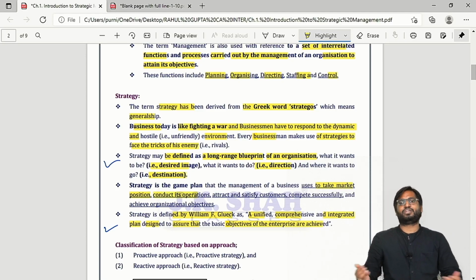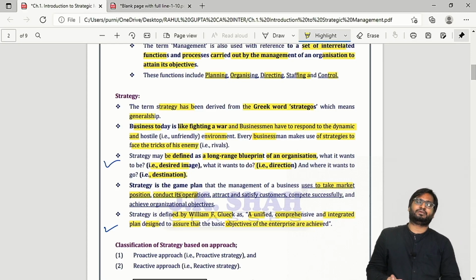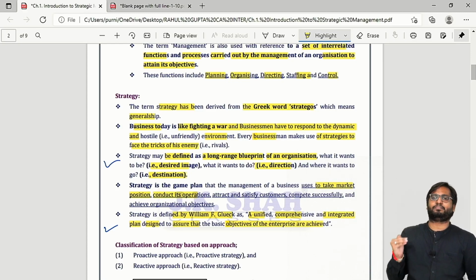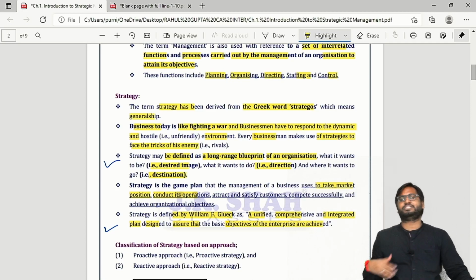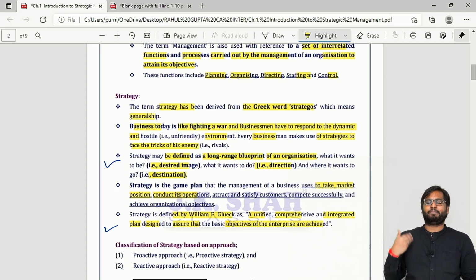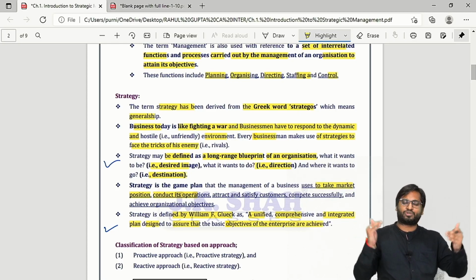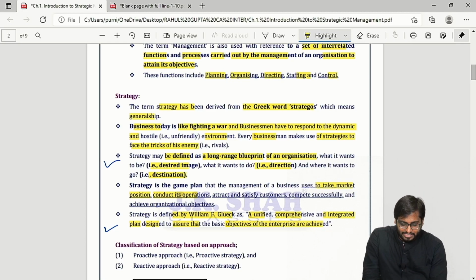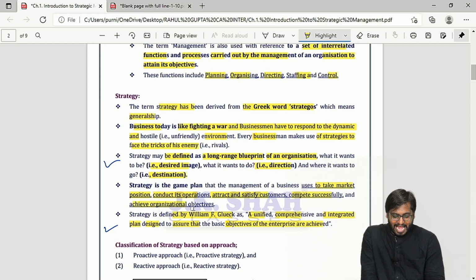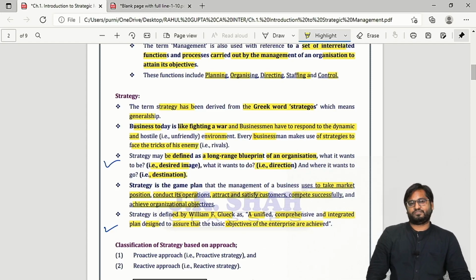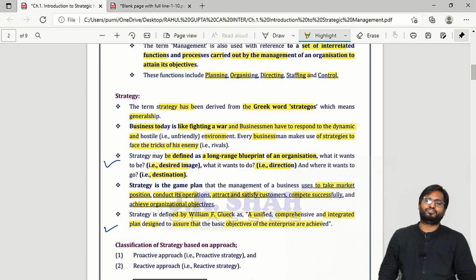Thereafter, we will try to attract and satisfy the customers. If the customer is buying the product for the first time, we will try to attract them with good packaging, good advertising, good marketing. But if he is a repeat customer, when will a customer come to you again? If he or she is happy with your product. So first you will try to attract and then satisfy the customer. Compete successfully and achieve organizational objective. So this was your definition of strategy.